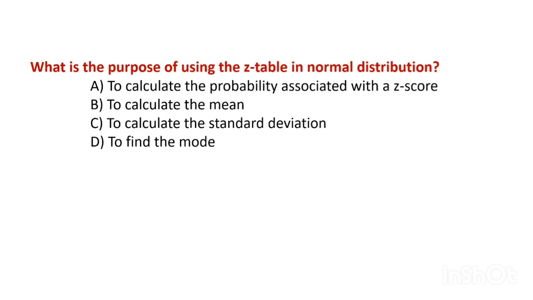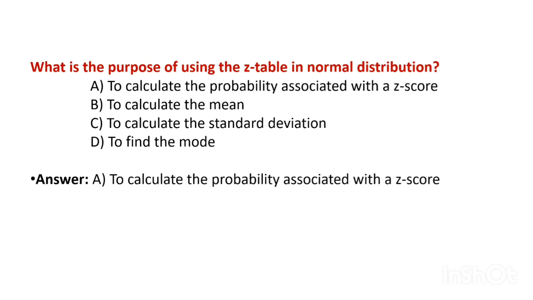What is the purpose of using the Z table in the normal distribution? Generally, the Z table helps determine the cumulative probability associated with a specific Z score in the normal distribution. The correct answer is option A.